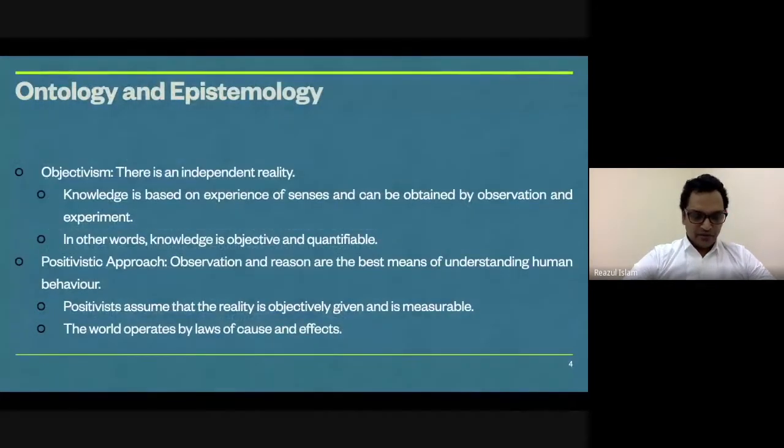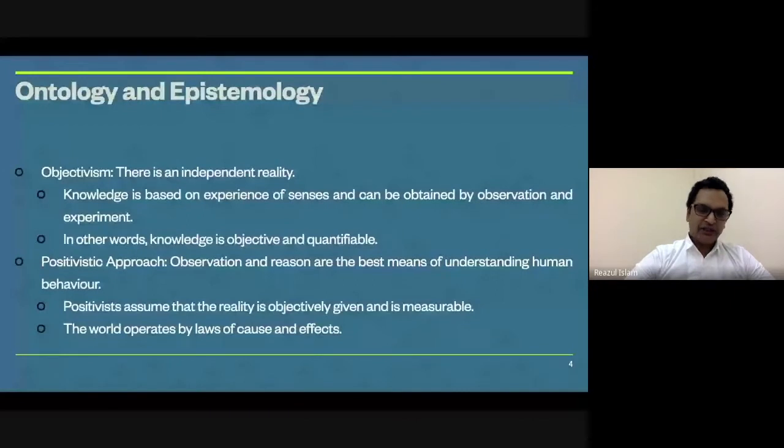So if we see this methodology from an ontological and epistemological perspective, we'll find that it believes in objectivism. It says that there is an independent reality of everything. The knowledge is based on experience of sense, and it can be obtained by observation and experiment, which is why it embraced experiments, statistical experiment. And it also embraced a positivistic approach. That assumes that reality is objectively given and it is measurable. And the world operates by law and cause and effect.